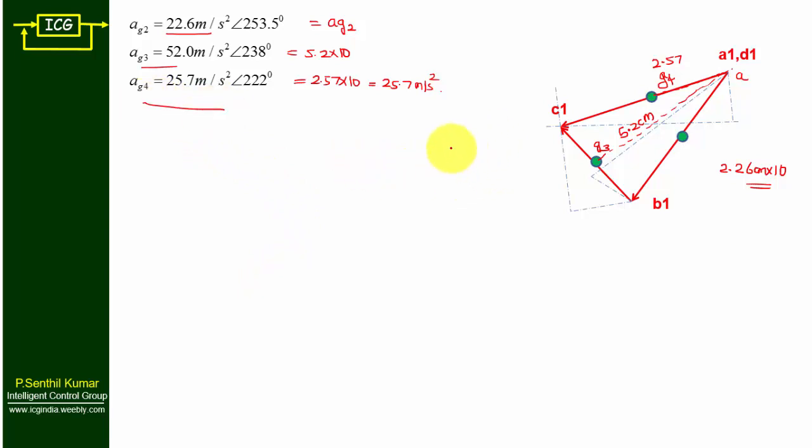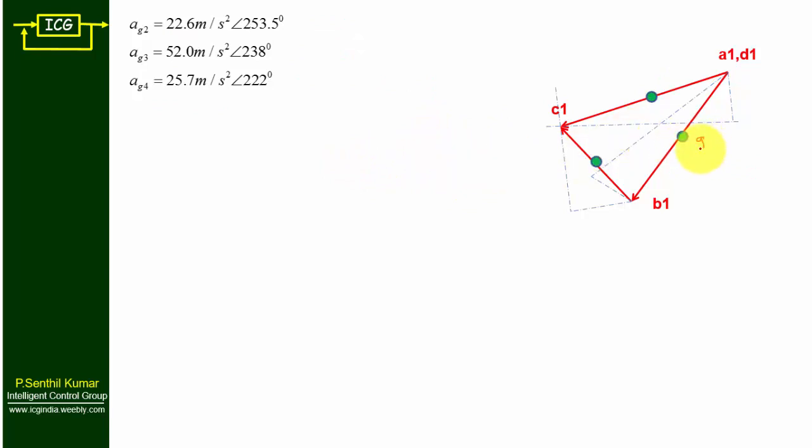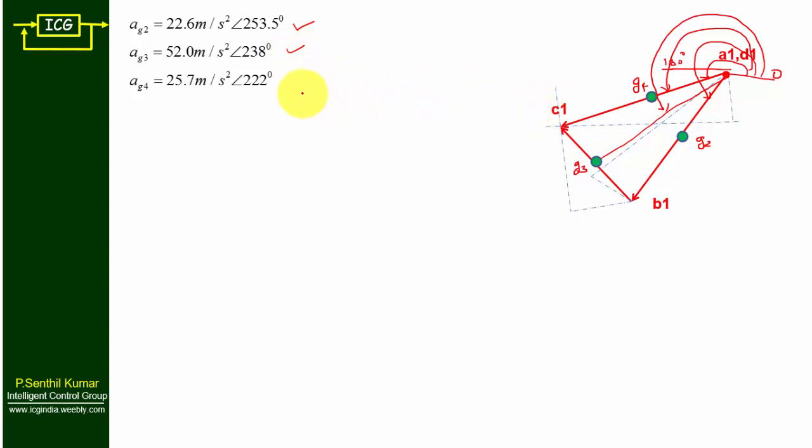Now what is the direction? Let me erase everything. G2, G3, G4. The direction, this is starting point, this is zero. From this point, this is 180. So all three forces are greater than 180. Particularly G2 will be up to this point, then G3 will be up to this point. We are connecting this point. Then G4 will be up to this point. So G2 253, you measure G2 to O, you will get 253. Then G3 238, then G4 222. So this is the value you are getting for angle of inclination of force.